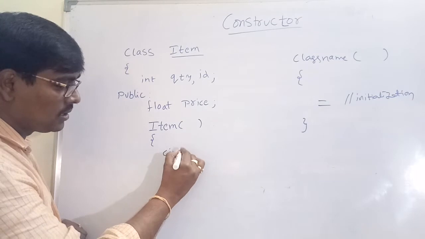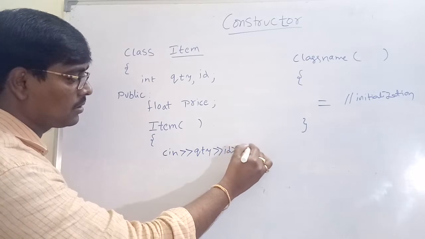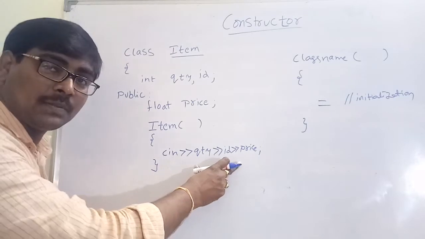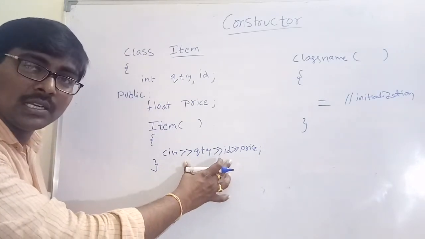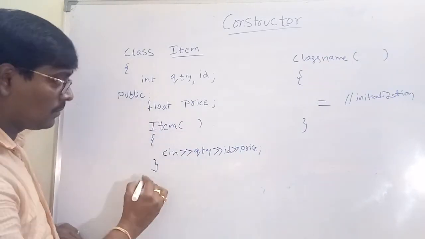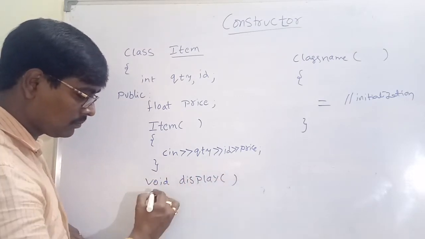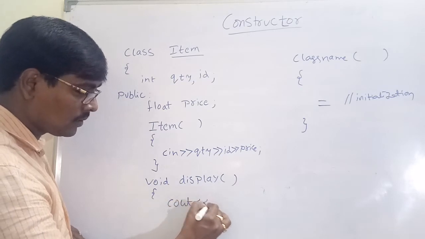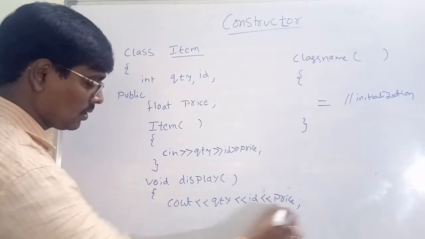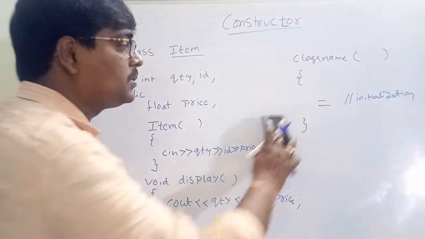Suppose here simply cin quantity, id, price. Suppose here I am performing a read operation, that is, reading the inputs. Observe the first example: the same thing was written inside a function read, but here I have written it inside a constructor. Now void display, cout quantity id price. Okay, I am closing the class. The class is closed.